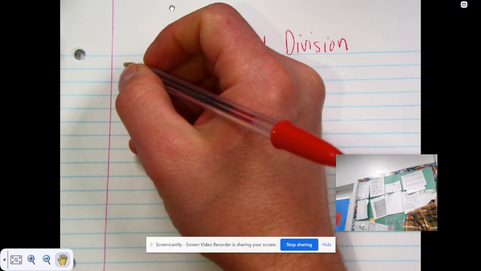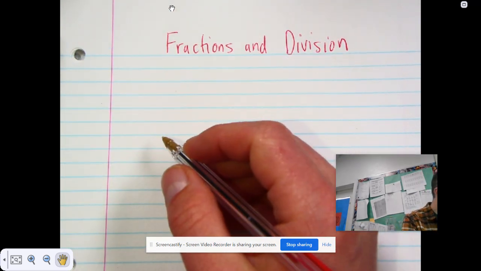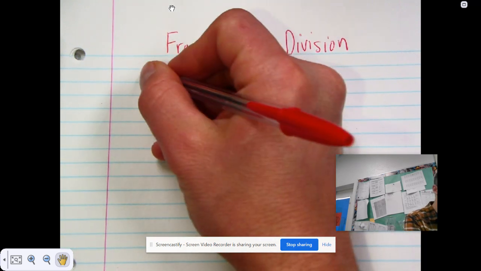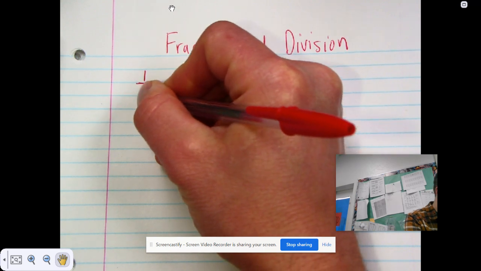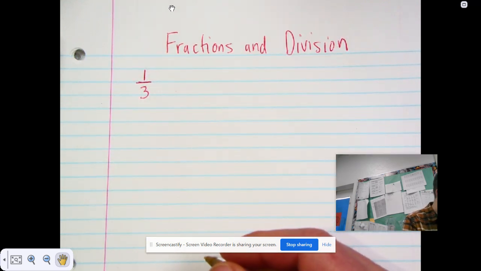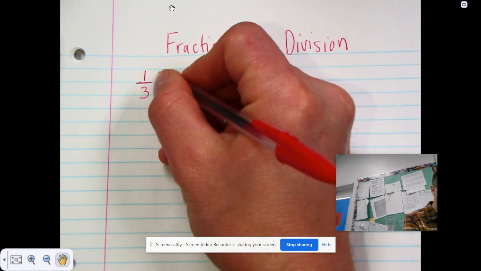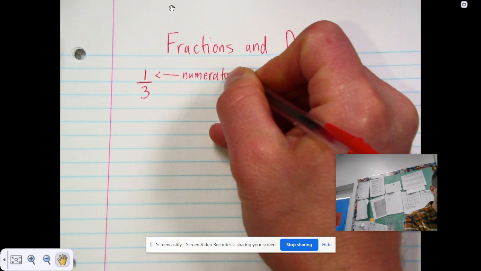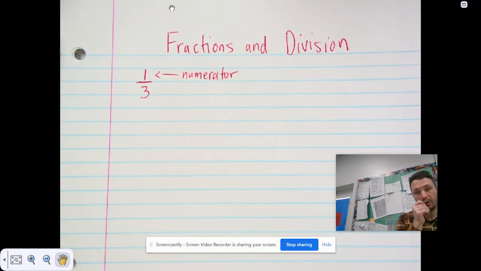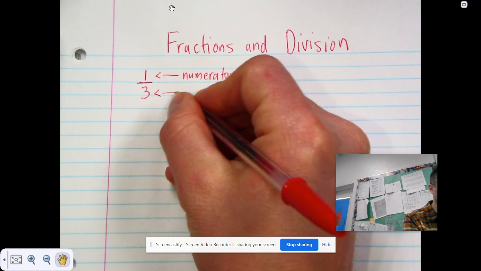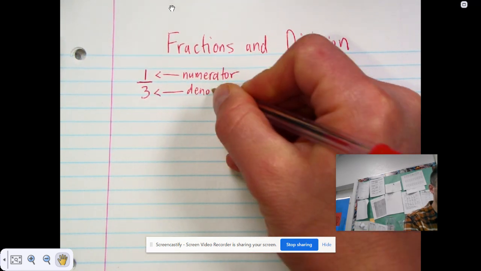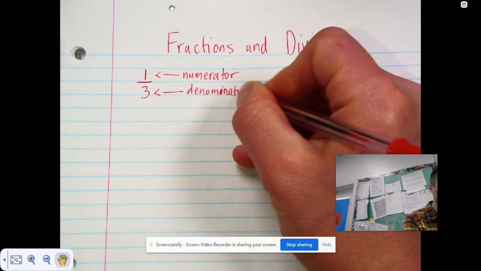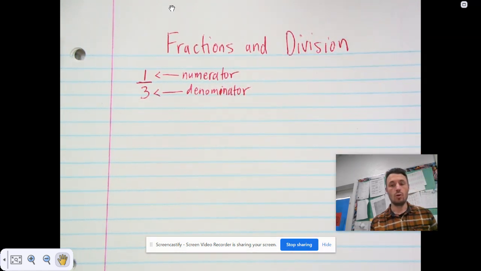division. Okay, first of all, a fraction is a number that names equal parts of a whole or parts of a set. For example, 1/3 is a fraction. Now, the top number in a fraction is called the numerator, and it tells the part. The bottom number in a fraction is called the denominator. And it tells the whole.